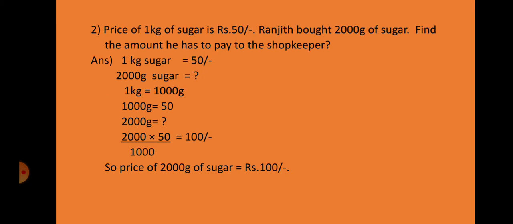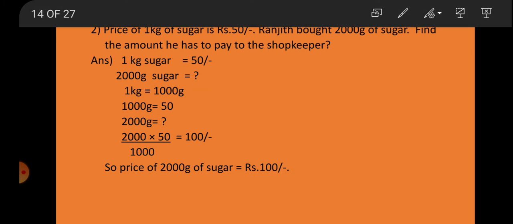Next. The next question is: 1 kg sugar is 50 rupees. We have to find out how much 2000 grams of sugar costs. We all know that 1 kg of sugar is 1000 grams. So 1000 grams, that is 1 kg, is equal to 50 rupees.